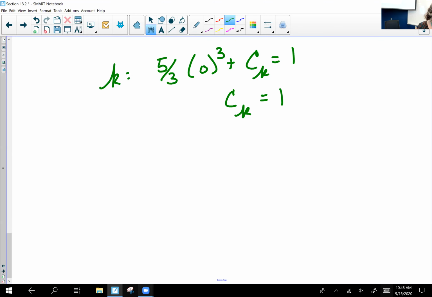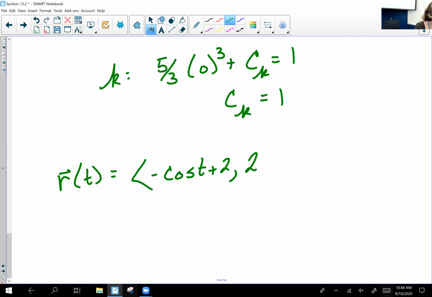So your end result is then going to be negative cosine of t plus 2, 2e to the 2t minus 1, and then we would have 5/3 t cubed plus 1.